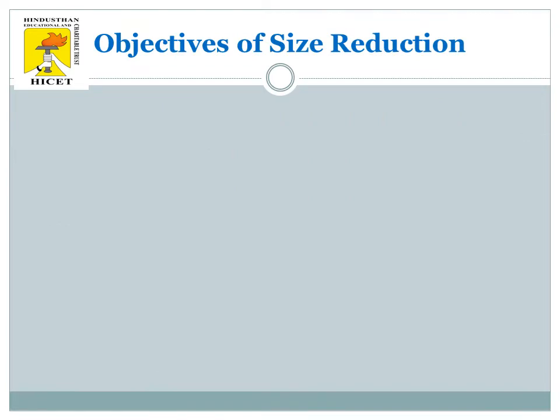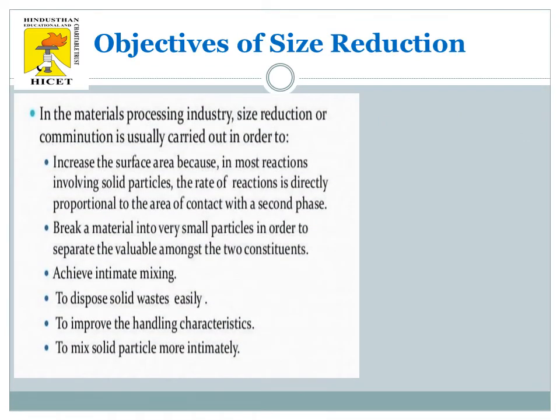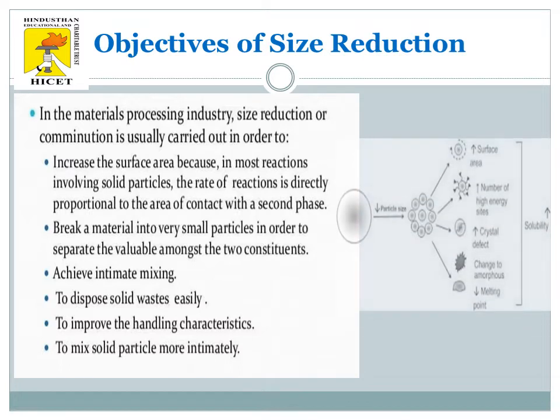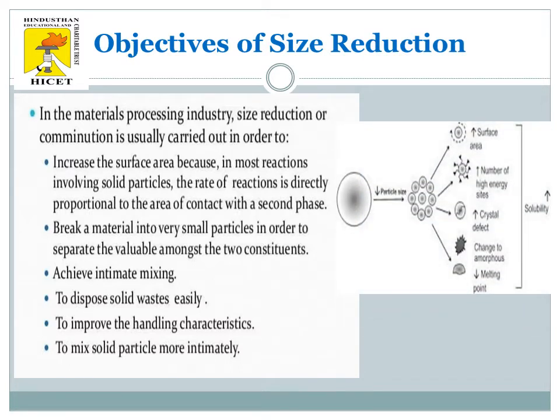What is the objective of size reduction? In most processing industries, size reduction is mainly done in order to increase the surface area, because in most reactions involving solid particles, the rate of reaction is directly proportional to the area of contact with a second phase. If the surface area is very high, the rate of reaction will be very high.